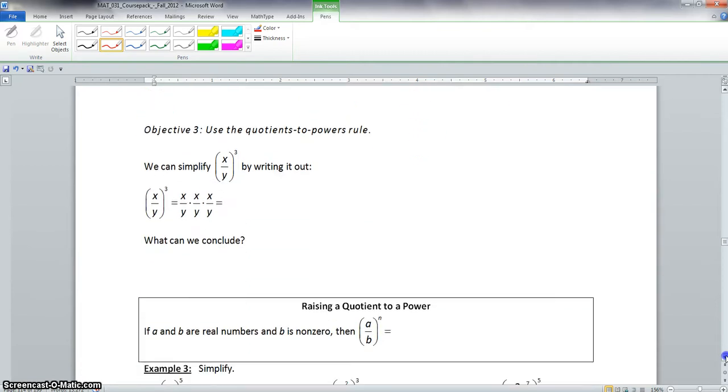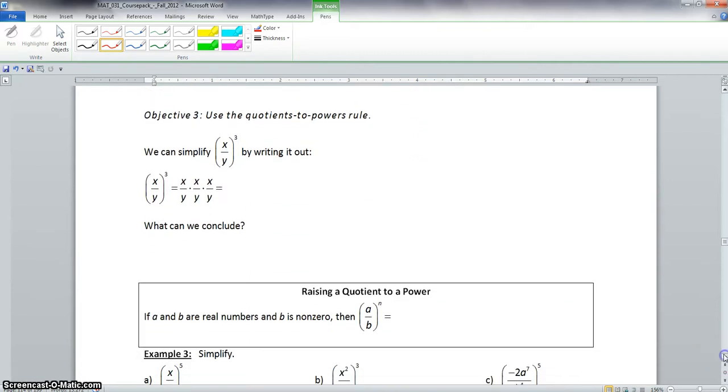Okay, now we go down here to objective 3. It says use the quotient to powers rule. We can simplify (x/y) to the third power by writing it out. So what happens is you will write this fraction out 3 times multiplied by itself. So your numerator would be x to the third, your denominator would be y to the third.